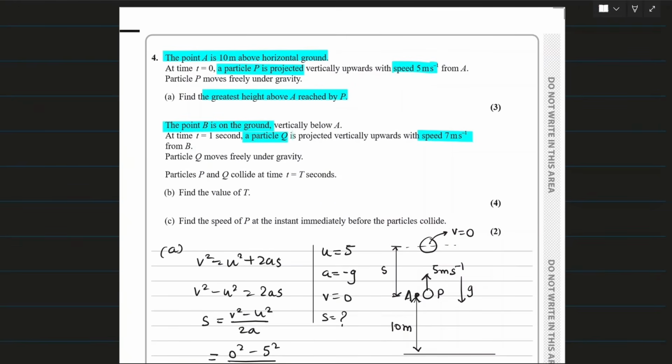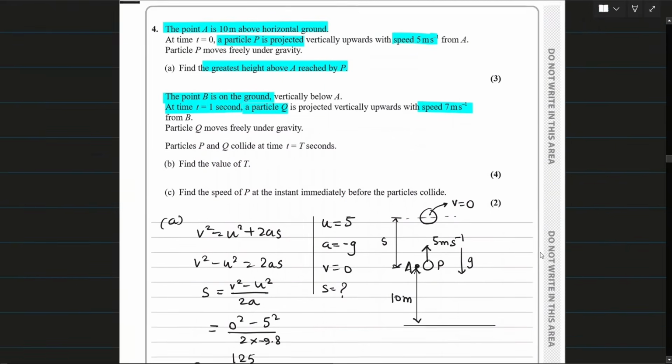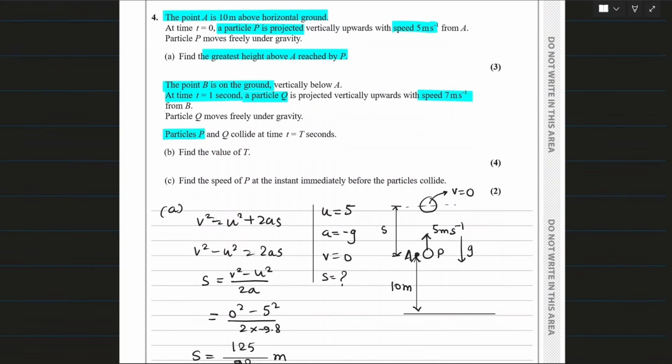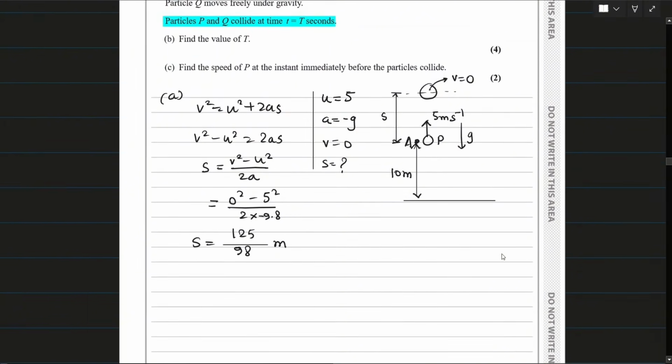Now we also see that particle Q is projected vertically upwards at time equals 1 second. Our particle P was projected at time equals 0, and particle Q is now projected at time equals 1 second. It is given that particle P and particle Q collide at time equals t seconds. We now have to find the value of t. For part B, we just have to find the value of t here.